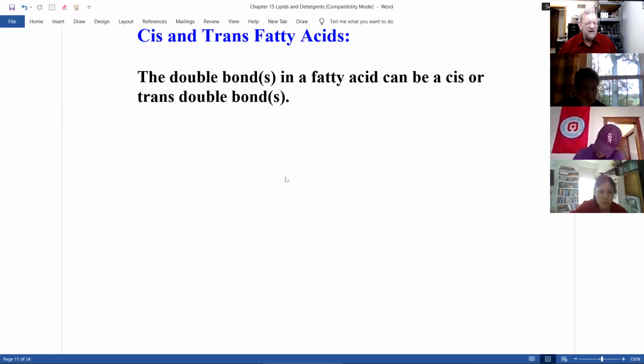when you have a double bond, I'm going to get to this later. There's a better place I can talk about it. So your fatty acids can have cis or trans double bonds.